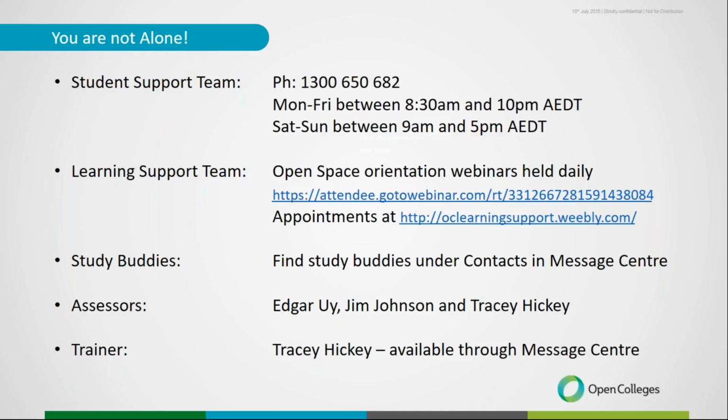You can also reach out to study buddies. Under the contacts in your message center, you'll find students that are at a similar stage of the course as you are, even just to help keep each other motivated or accountable, or to discuss ideas with. Some people love working with others, some prefer to work alone, so you'll soon find out what your learning and study style is, but there are study buddies that you can connect with. Then there are 3 assessors that will be grading your work throughout the course. So you'll see different assessors on different modules. Our assessors for the diploma course are Edgar Yu, Jim Johnson, and myself.